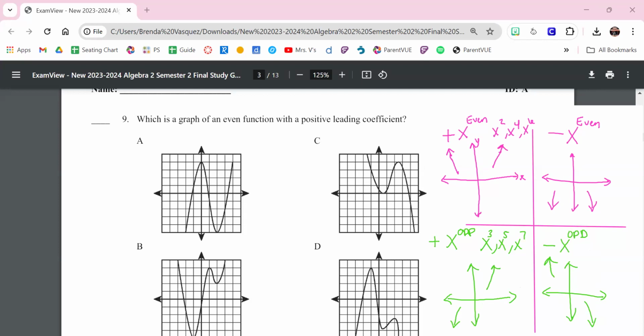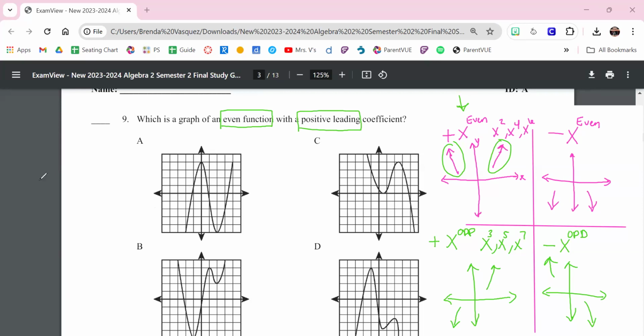So let's see, which one are we looking for? We're looking for an even function with a positive leading coefficient. So we're looking for an example that fits this situation. We're looking for the 2 end behaviors to go up and up. Which one has that end behavior? Let's go ahead and see.